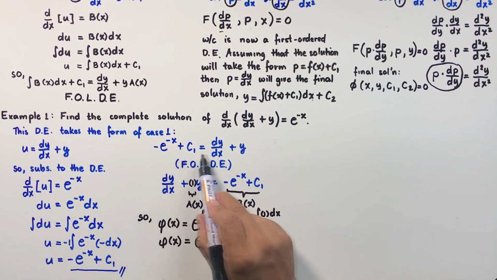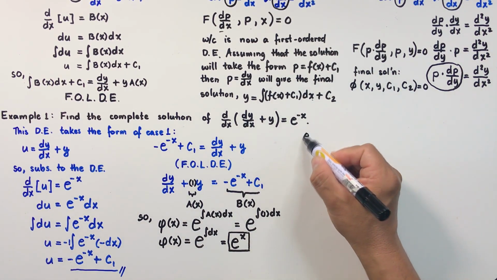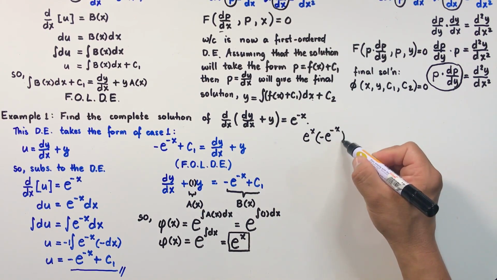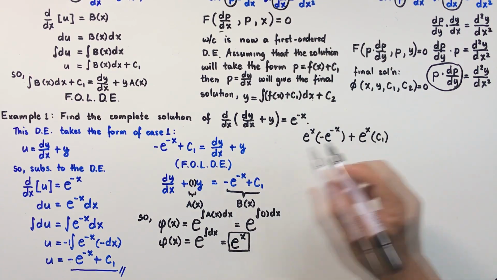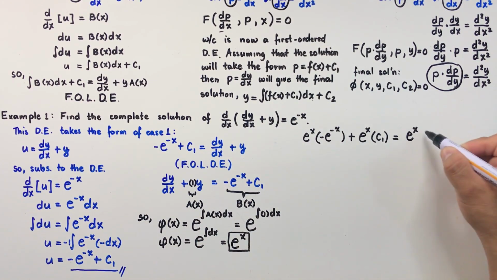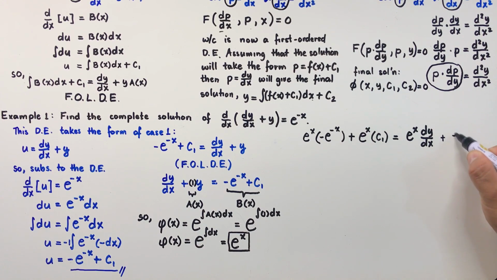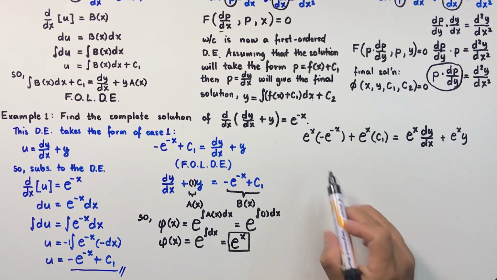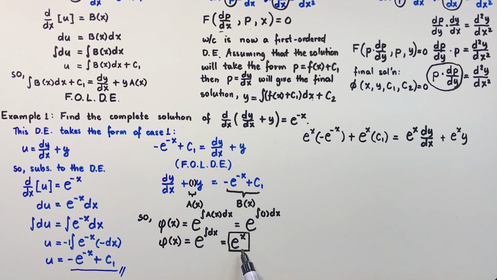So multiplying this equation by the integrating factor e to the x, we have e to the x times the negative of e to the negative x plus e to the x times c sub 1, which is this one here. And this is equal to e to the x times the derivative of y with respect to x plus e to the x times y, which is this one. So we are multiplying each term in this equation by the integrating factor e to the x.